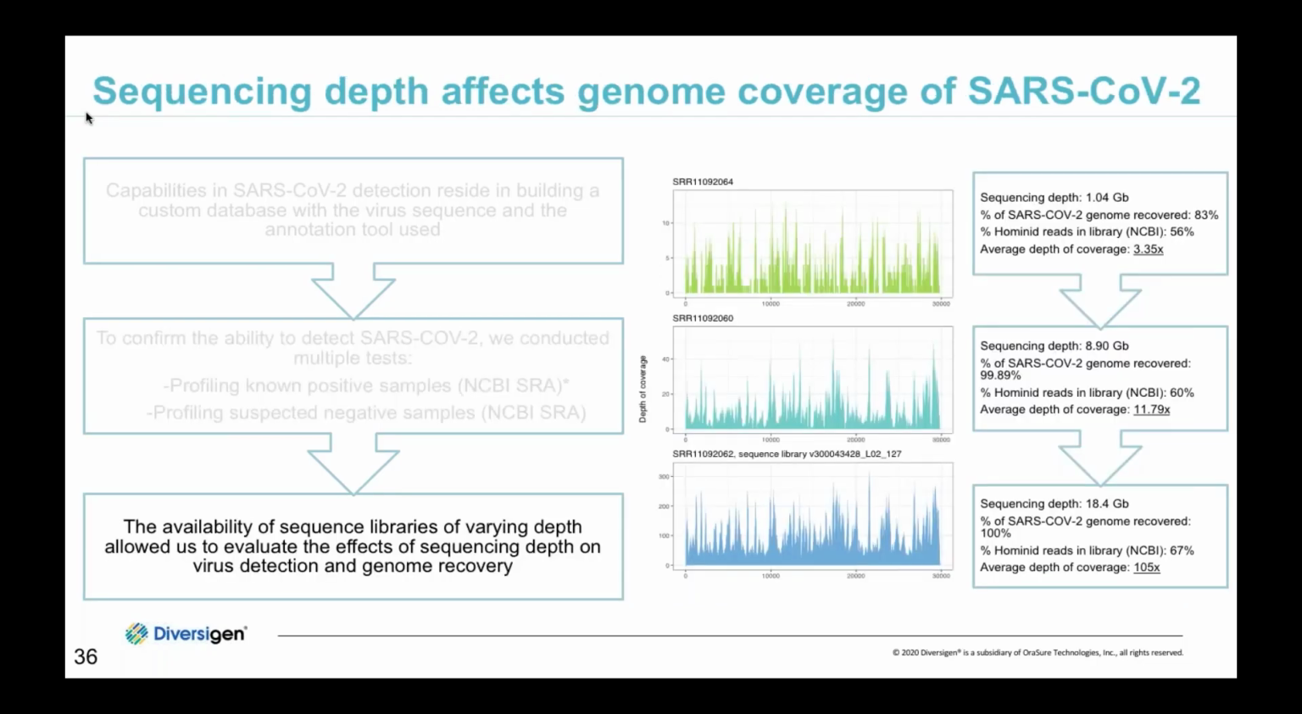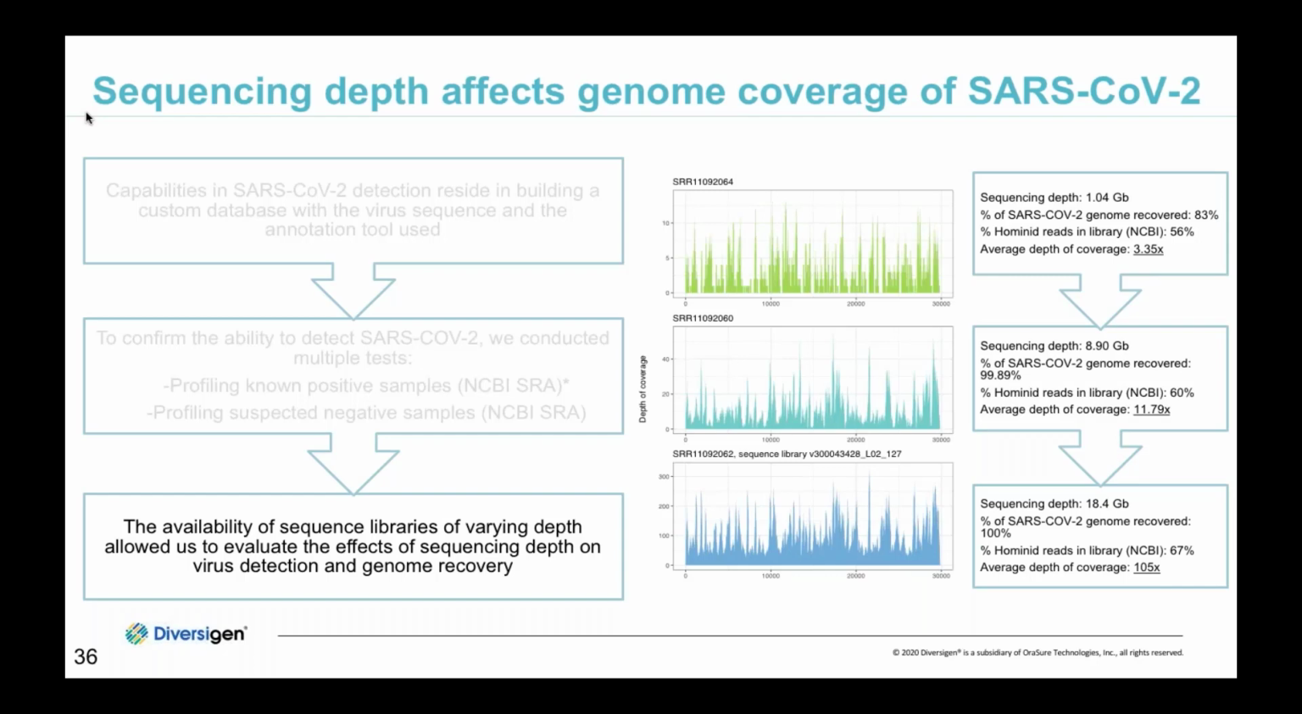As I mentioned very briefly when explaining the biases that can be introduced during viral research, the sequencing depth is one of the factors that can affect the detection of any virus, including SARS-CoV-2. To further investigate this, we evaluated the coverage and the recovery of SARS-CoV-2 sequences at 3 sequencing depths. When we look at a sequencing depth of about 1 gig of data, we notice approximately a 3x coverage, as you can see here on the top part.